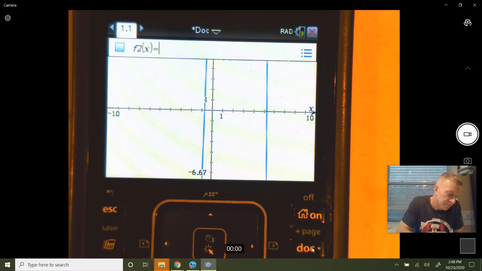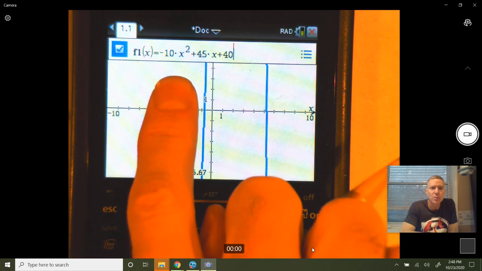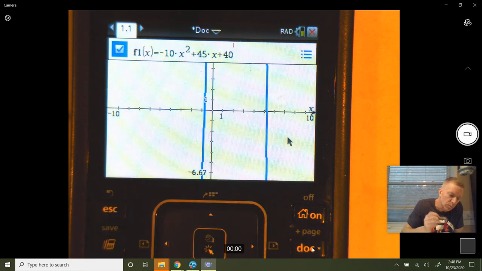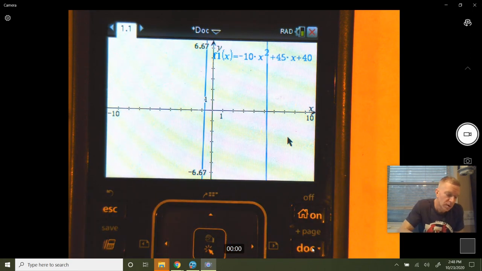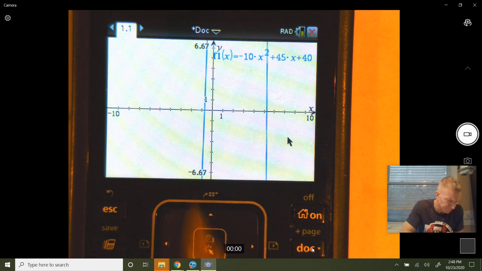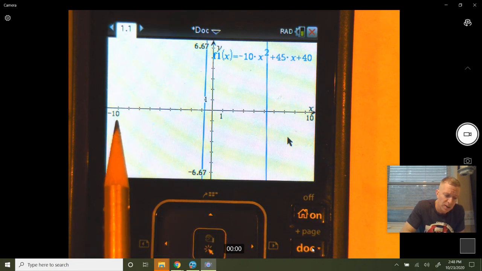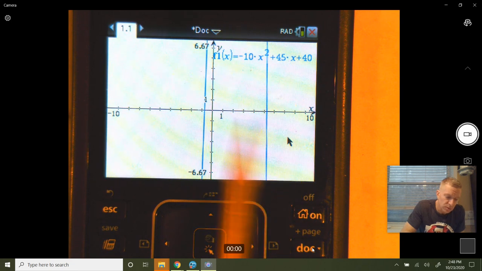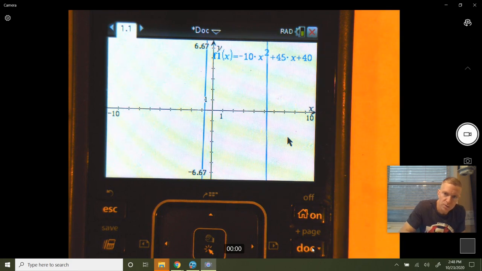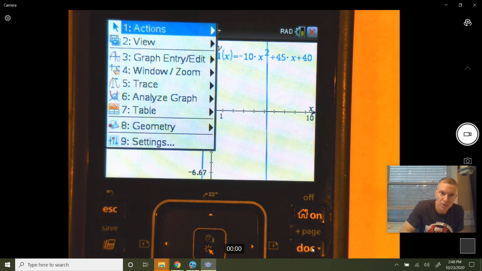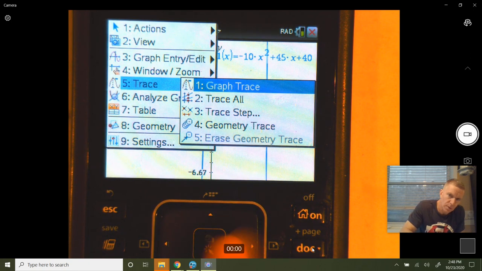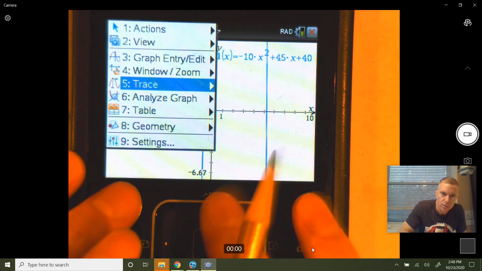So if you go to tab, you can see I typed this in there. Y equals negative 10x squared plus 45x plus 40. Okay, and this is the default window. That's not a great window. Negative 10 to 10, negative 6.67 to 6.67. You want to think about what these things mean. You're not going to study negative 10 hours. You're probably not going to study 10 hours, okay? But we can look over here, and then your y value, this only goes up to a score of 6.67. Let's go to our window. So you hit menu, and go down to window/zoom, and you want to go to window zoom, hit enter.